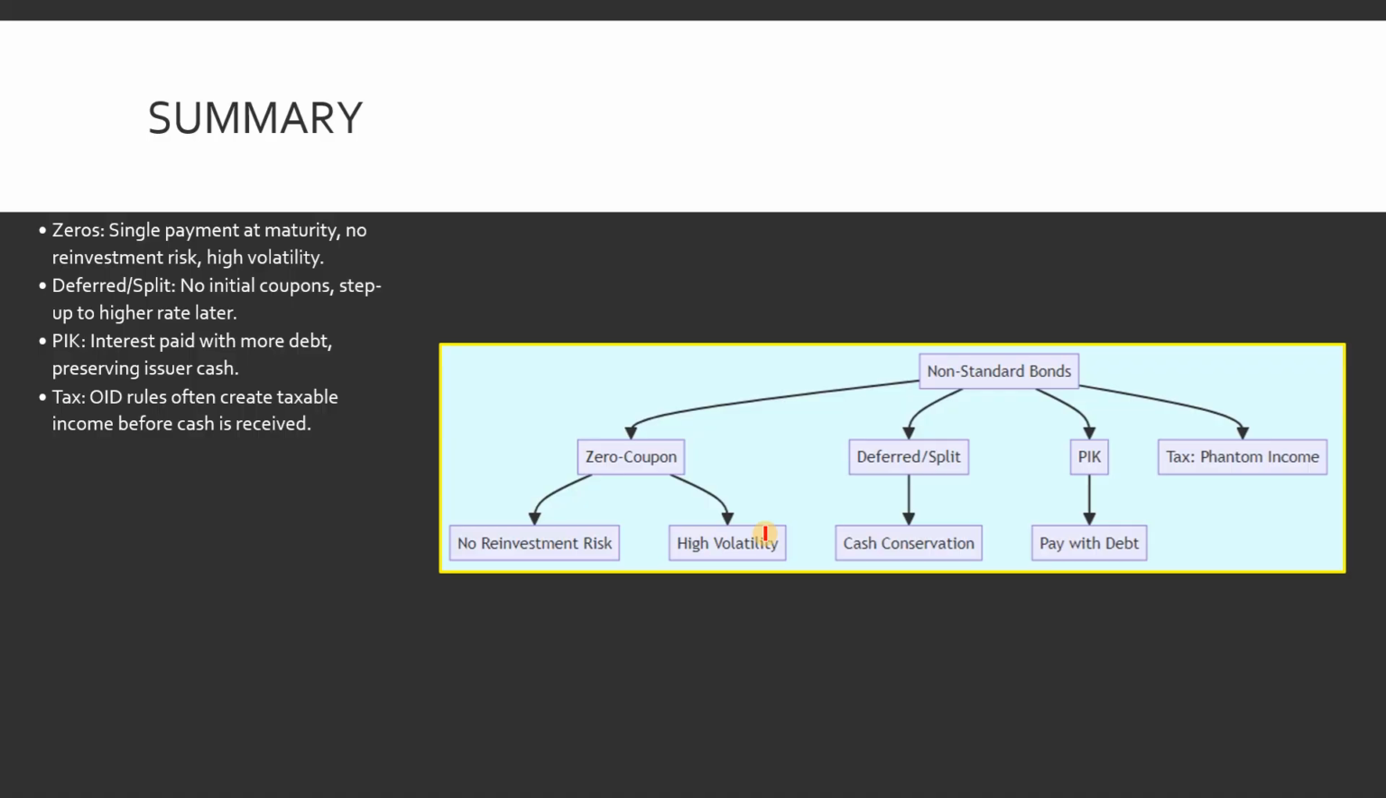This is summarized in this map on non-standard bonds. It branches into three main types which we discussed: zero coupon bonds first, then deferred ones, then PIK ones. It connects zero coupon to no reinvestment risk, meaning if you have a zero coupon bond, there is no reinvestment risk, but it has high volatility. It links deferred to cash conservation and PIK to paying with more debt. Finally, it connects all of them to the tax implications of phantom income, providing a complete overview of the module.